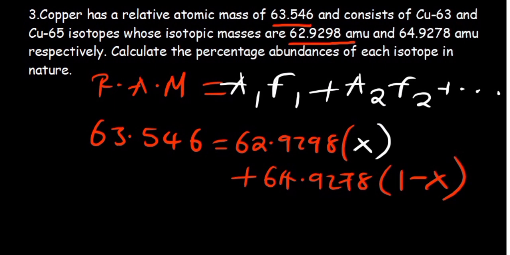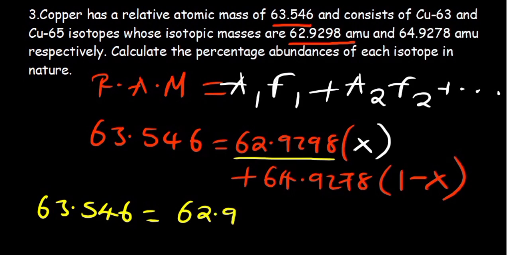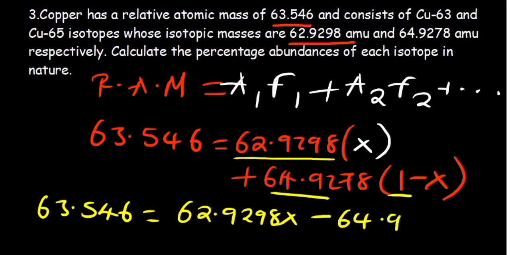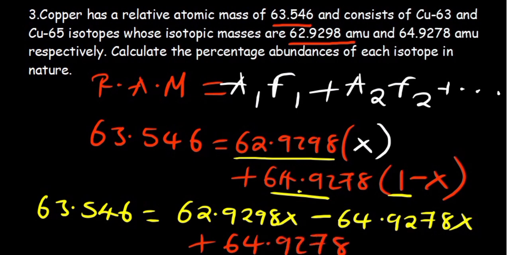So we have 63.546 being equal to, if you multiply that, you remain with 62.9298x. Then if you multiply this by the 1, I'll consider the 1 by the x. If you multiply it by negative x, it's going to be minus 64.9278x. If you multiply this by the 1, it's still going to be a positive value, but I'll write it. So plus 64.9278. But this one is supposed to go to the other side, so that we try to simplify it.